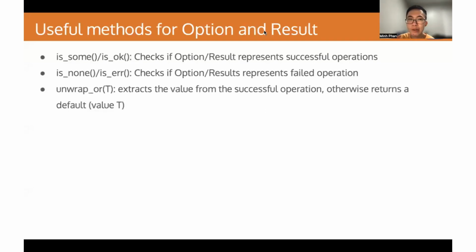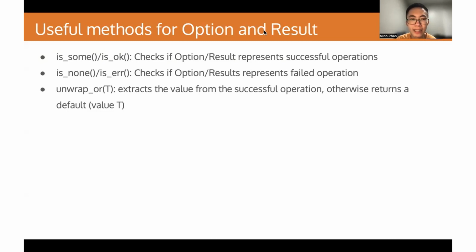Here are some useful methods you may use on an Option or a Result. The first are is_some and is_ok. These two functions check if the Option, that is for is_some, because Option has a variant Some, or the Result, that is is_ok, because Result has an Ok variant, represents a successful operation. Successful, that's a keyword here.